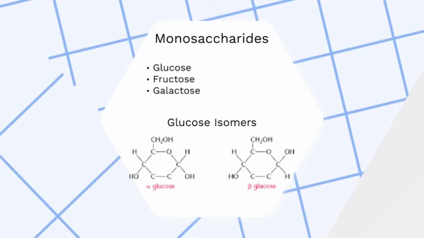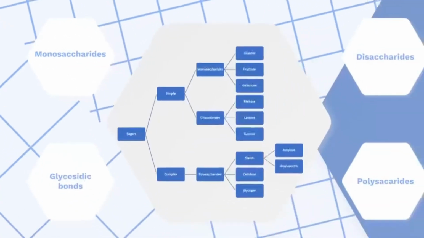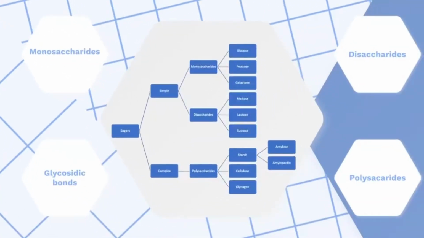There are 2 isomers of glucose, alpha and beta glucose. These are mirror images of each other and they have the same molecular formula but they have different structures and this affects their properties. You can see what I mean by this by clicking on the link in the show notes to get the visual document.